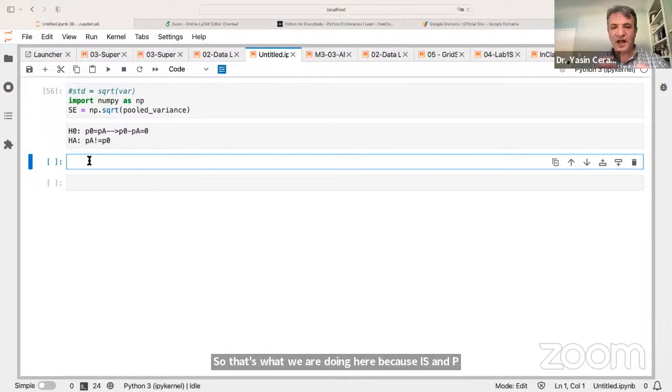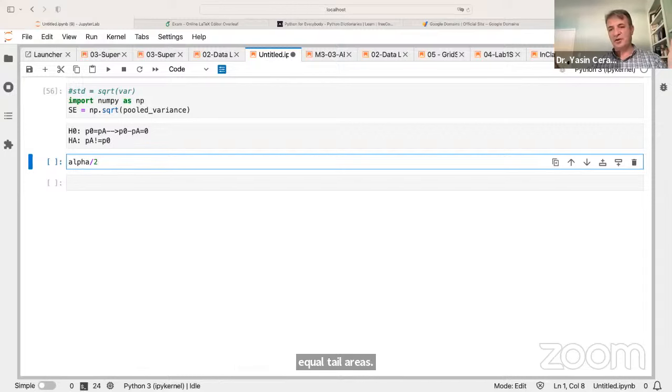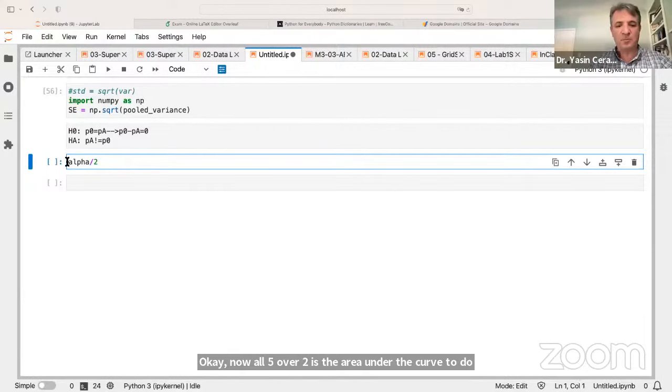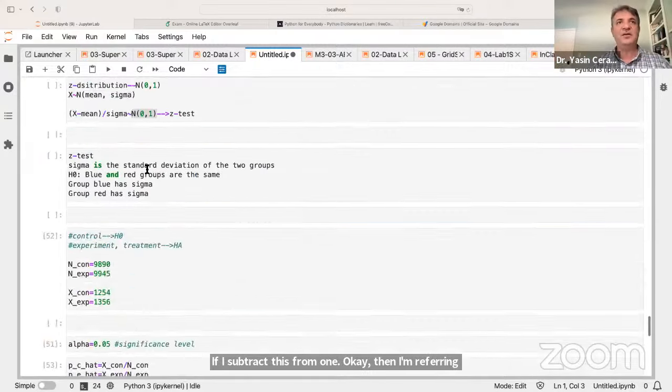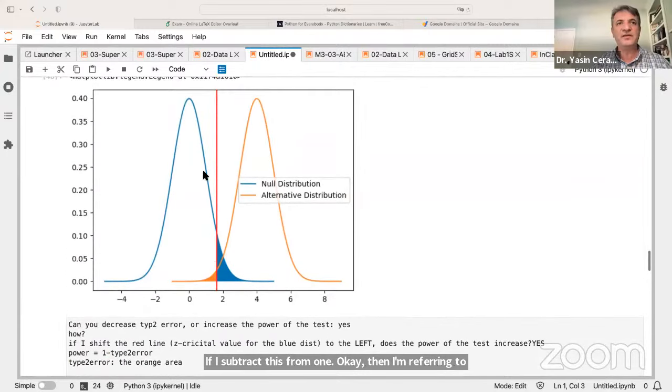So given this alpha value, I'm going to divide it by 2 so that now I have equal tail areas. Now alpha over 2 is the area under the curve on the right-hand side, at the tail of the curve. If I subtract this from 1, then I'm referring to the entire area under the curve to the left of this red line: 1 minus alpha over 2.